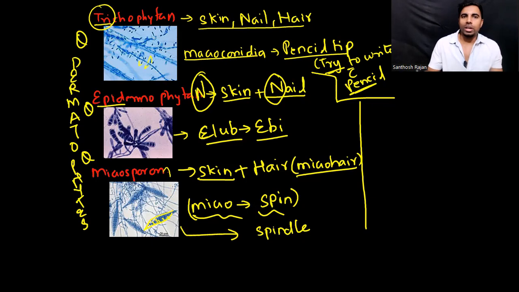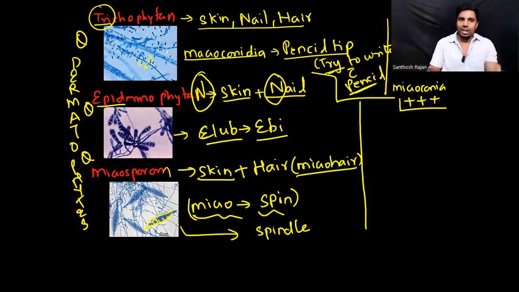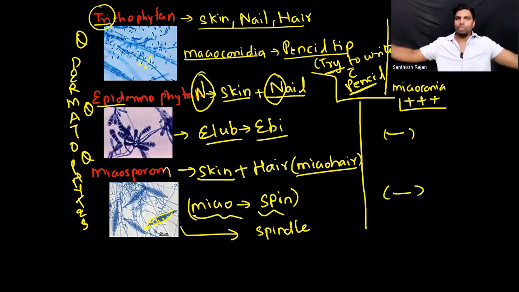Now, what about microconidia? Though its name is trichophyton, microconidia is abundant. Microconidia is present only in the first one, trichophyton. But in microsporum and epidermophyton, though the name has micro, microconidia are negative or rare. They are absent. Only trichophyton has microconidia, everything is there. Epidermophyton and microsporum both do not have microconidia. Though the name is micro, there is no micro in it. You remember this.